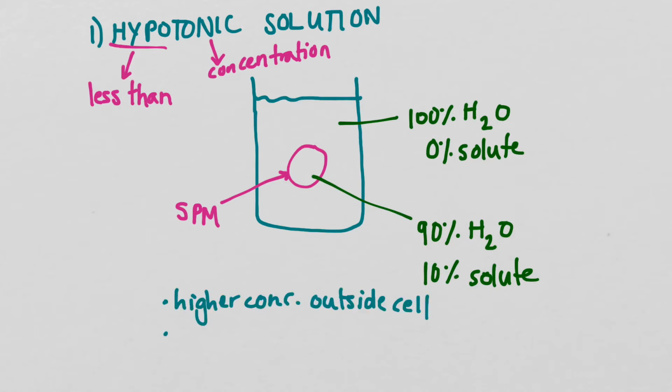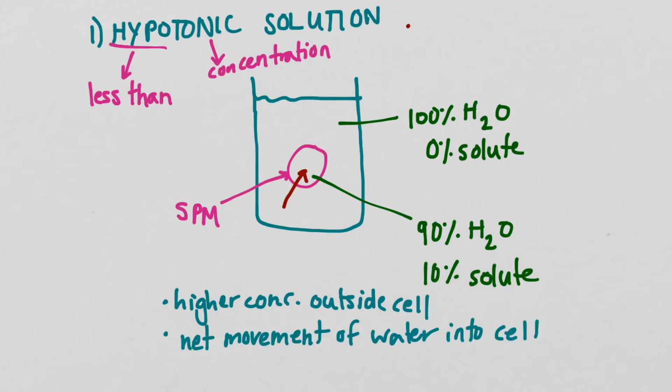So there's going to be a net movement of water into the cell. And I'm showing you that with these red arrows. Water moving into the cell, going from an area of higher concentration to lower concentration. And this is going to be like blowing up a balloon. The cell is going to expand in size.